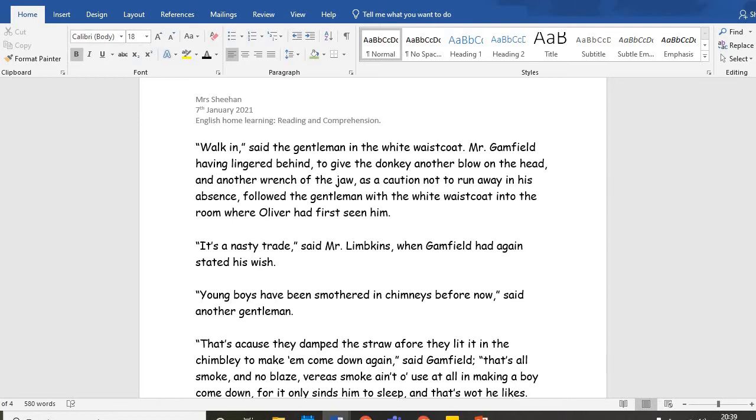Mr. Gamfield, having lingered behind to give the donkey another blow on the head and another wrench of the jaw, as a caution not to run away in his absence, followed the gentleman with the white waistcoat into the room where Oliver had first seen him. "It's a nasty trade," said Mr. Limbkins, when Gamfield had again stated his wish. "Young boys have been smothered in chimneys before now," said another gentleman.